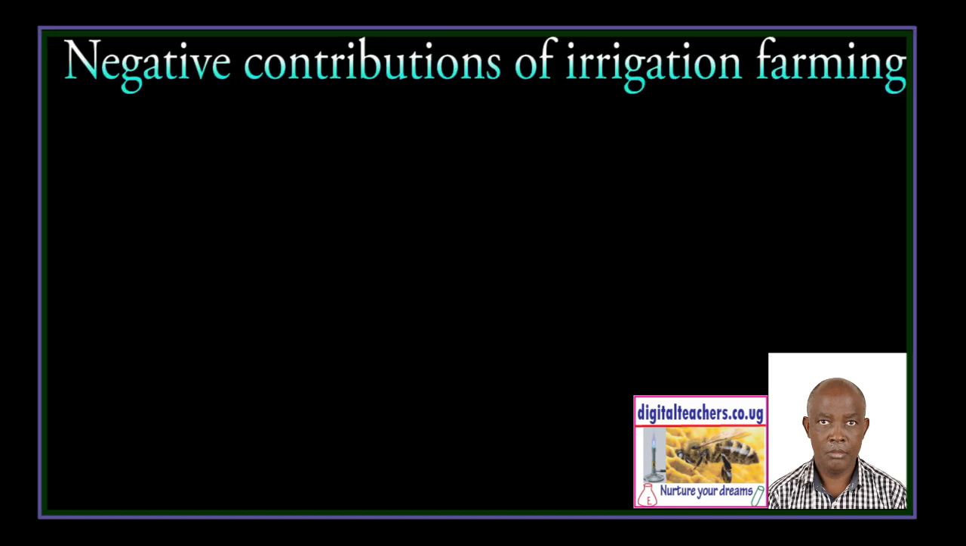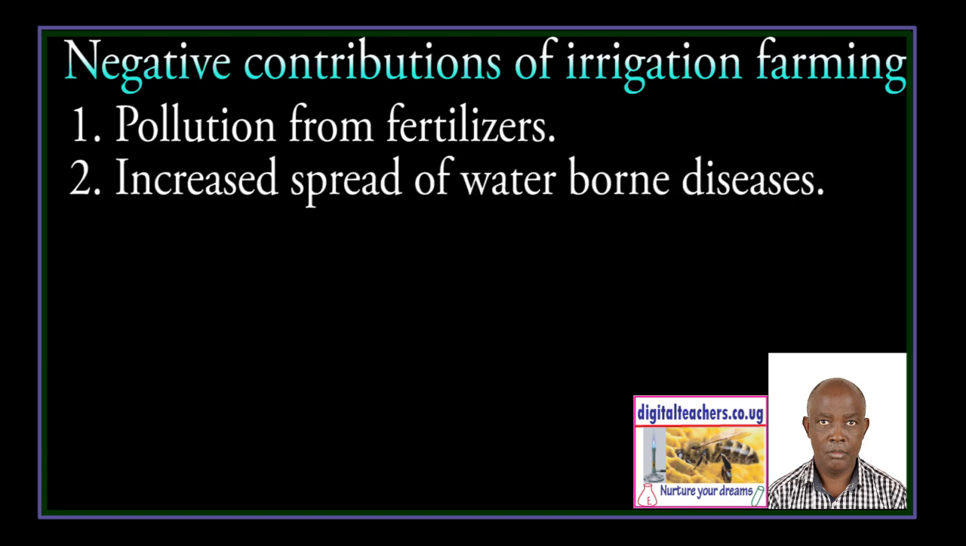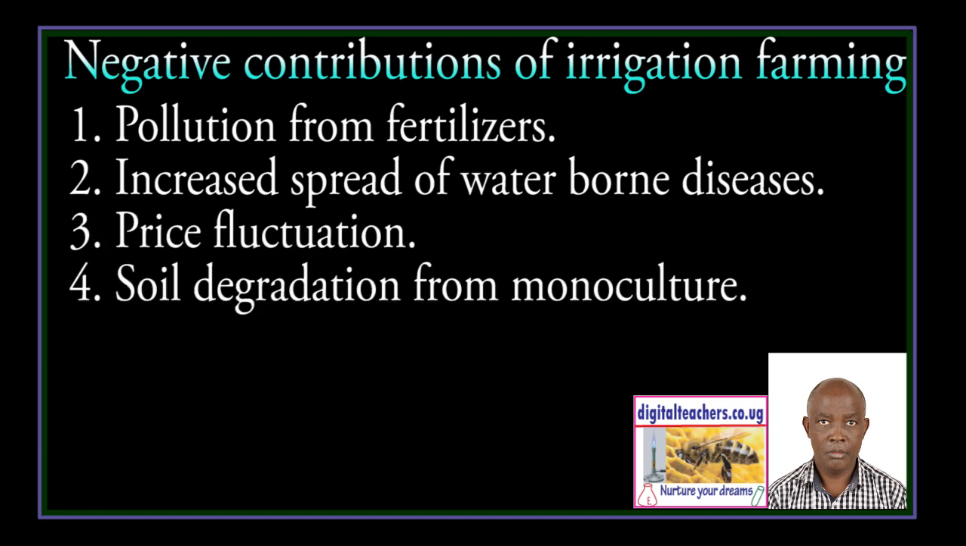Negative contributions of irrigation farming. Pollution from fertilizers. Increased spread of waterborne diseases. Price fluctuations. Soil degradation from monoculture.